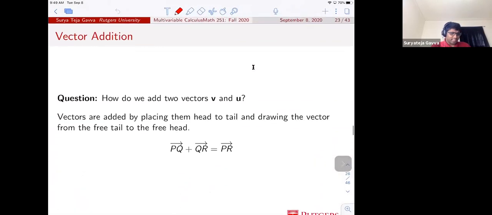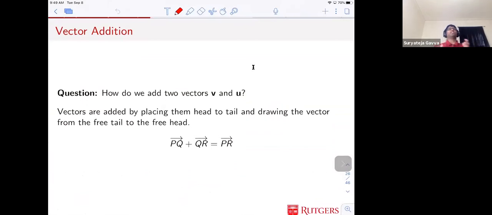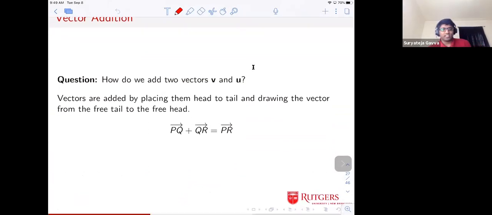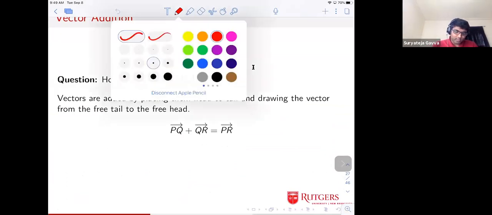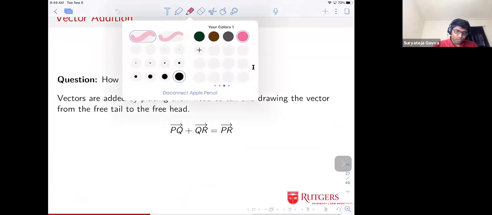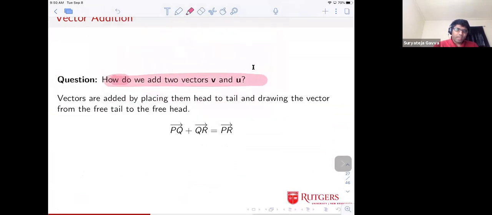So now there are certain other things that we need to know. First we learned about these vectors, geometrically what they mean, and algebraically their components. So now let's move and study some algebraic things. So the question is, how do I add vectors? If I have two vectors, u and v, how do I add vectors?